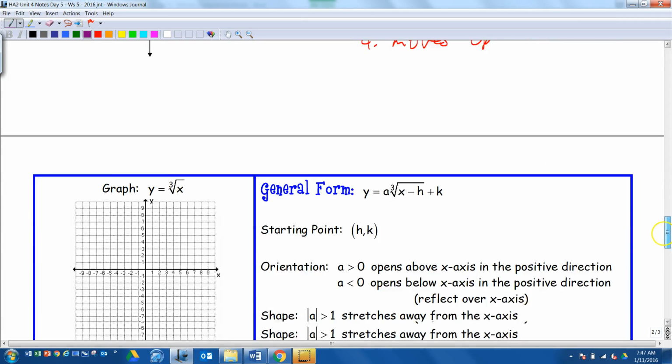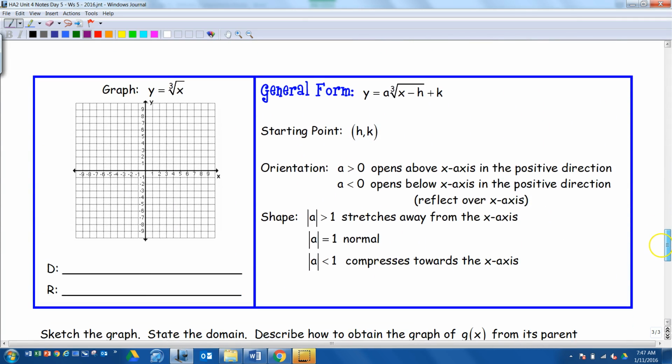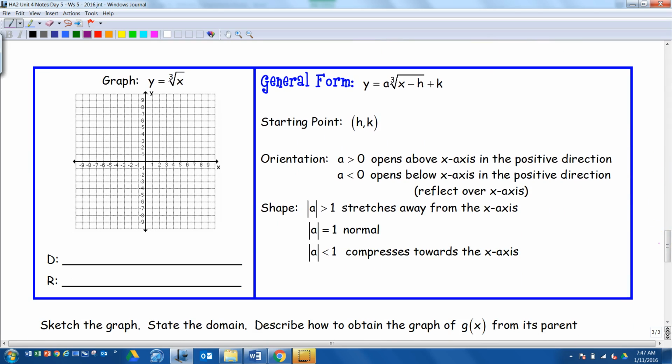Now we are going to do cube roots. Cube roots are very similar to square roots, except you can get negatives and positives, because the cube root of 0 is 0, the cube root of 1 is 1, the cube root of 8 is 2. The cube root of negative 1 is negative 1, and the cube root of negative 8 is negative 2. So those are your base points to start. It's like a flipped or a sideways cubic function. Everything else is very similar.